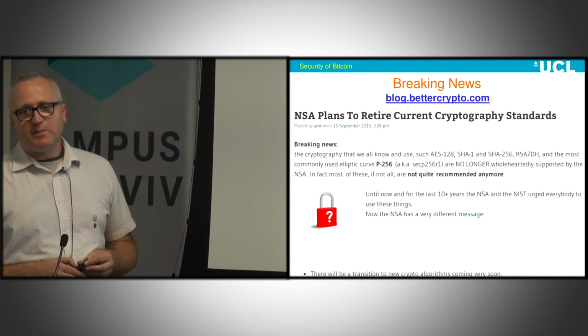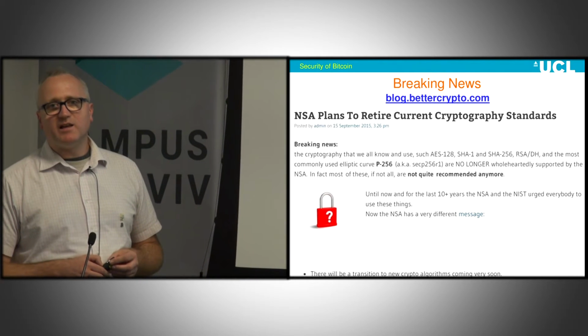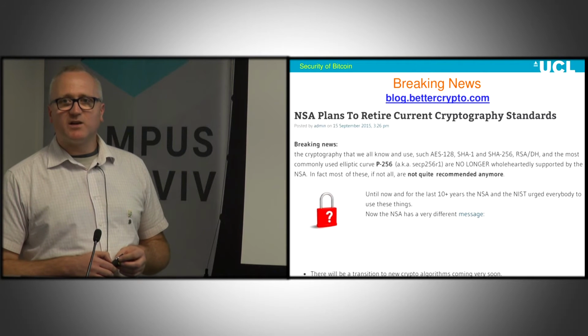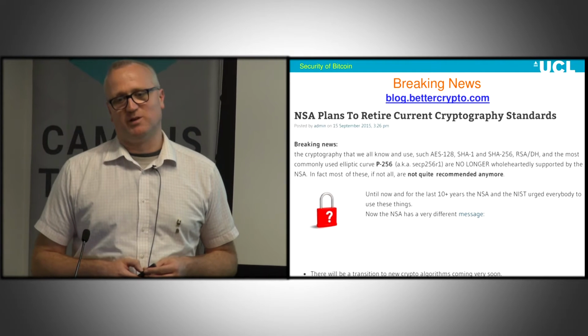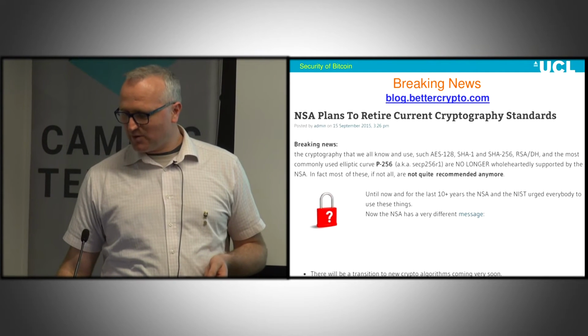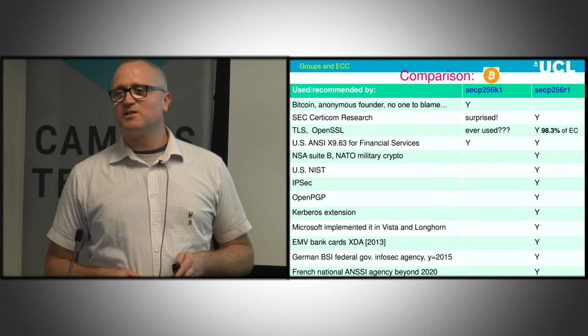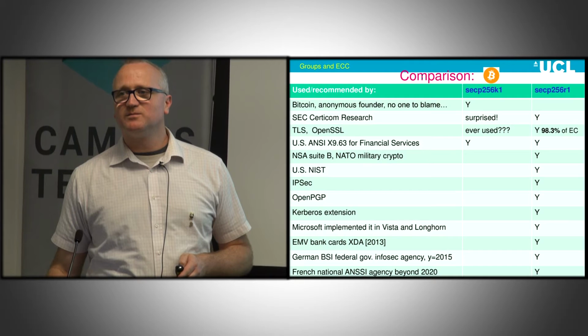Something very interesting happened in the last 2 months. The NSA has officially announced that the cryptography that everybody uses, this is not the Bitcoin cryptography, which is the dodgy one, it's the cryptography which everybody uses, is not good anymore. They say it's not a long-term solution anymore.